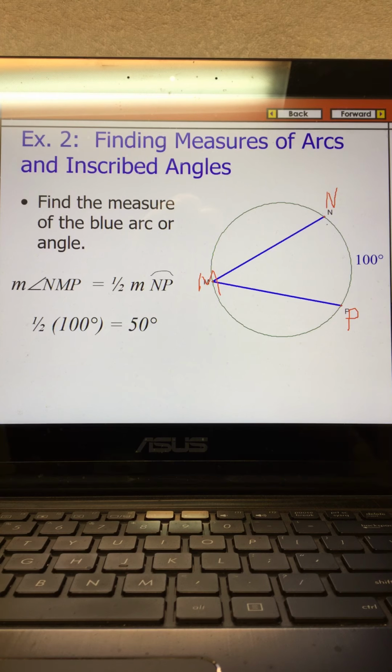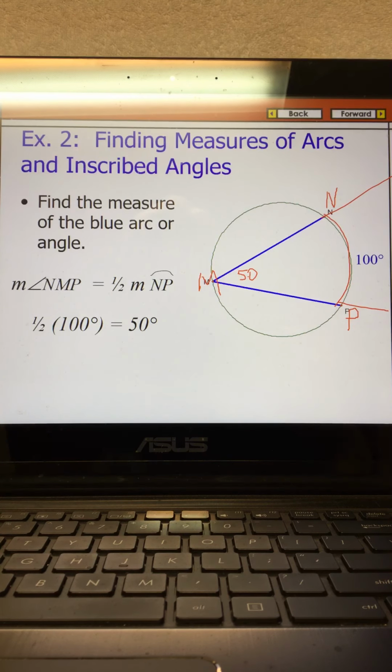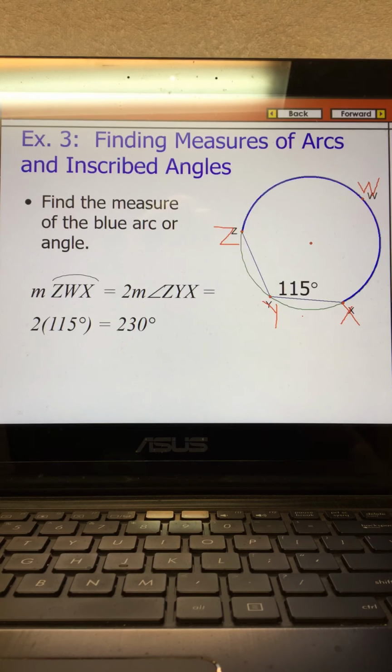All right, here they have given us the arc. The arc inside this inscribed angle is 100. If I want to find this angle back over here at M, it is half of that. So half of 100 would make this angle right here 50. If I want to find the angle, I halve the arc. If I want to find the arc, I double the angle. All right, in this case, I have the angle. I'm looking for the arc. If I'm looking for the arc, that's when I double the angle. So that will be 230.